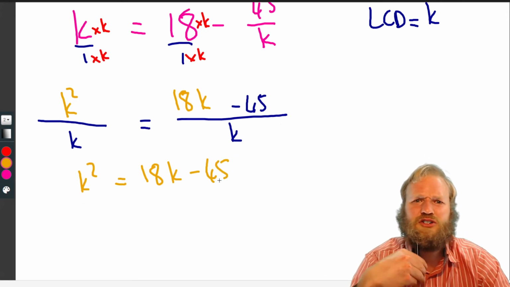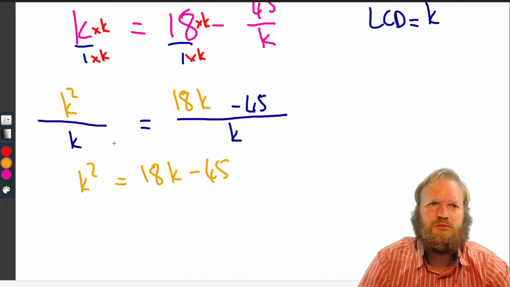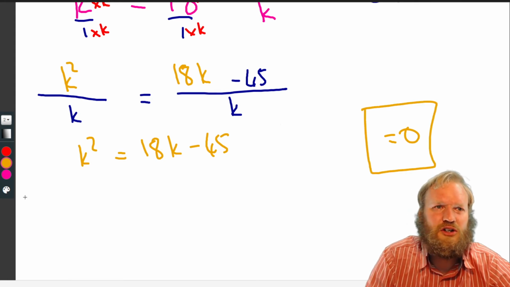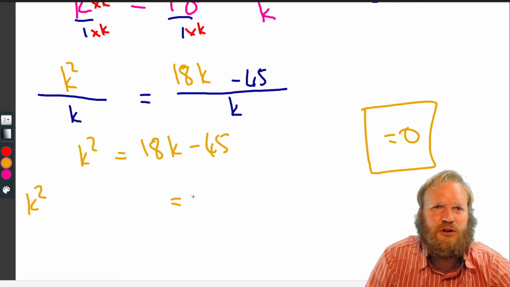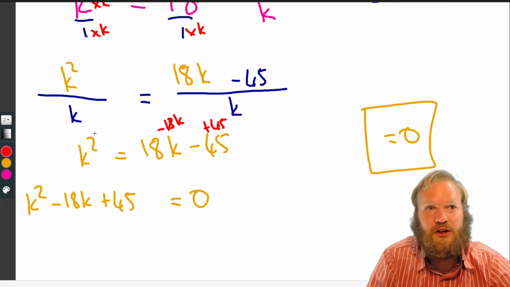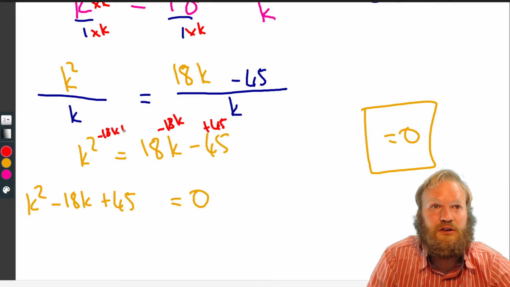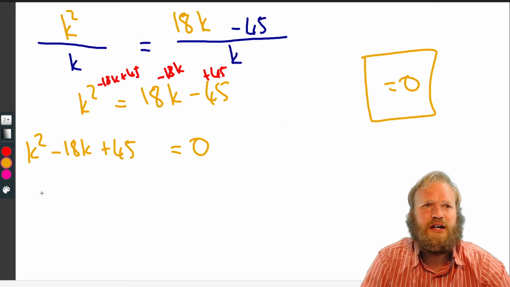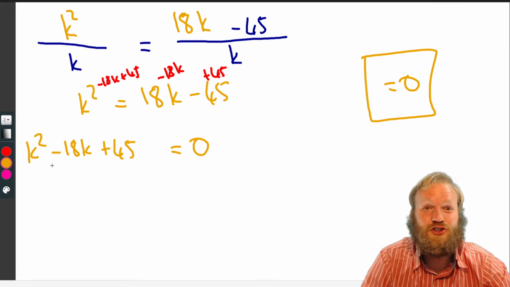Cool, what's our strategy to solve now? Well, we said that we wanted one of the sides to equal 0. That was generally our strategy. So let's go k squared, and we want this to equal 0. So we need to minus 18k, and we need to add 45 to this side. We do it on that side, so we're going to do it to that side. And now we've got something. Okay, cool, well, easy stuff, right? What do we need to do to the left-hand side?